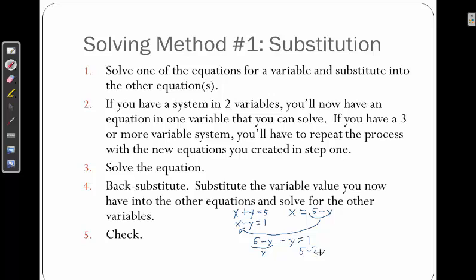5 minus 2y equal 1. Negative 2y equal negative 4. So y equal 2, which we know is the y-coordinate of the solution. Back substitute now. So you take this value that you actually know and plug it into one of your previous equations in two variables. In substitution, you've usually already solved one for x, so that's usually the most convenient. But you're welcome to plug into either of these equations. It should work either way.